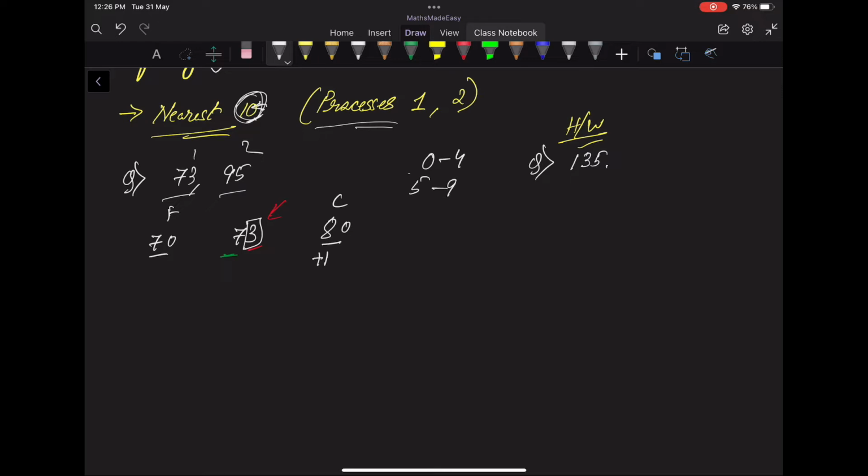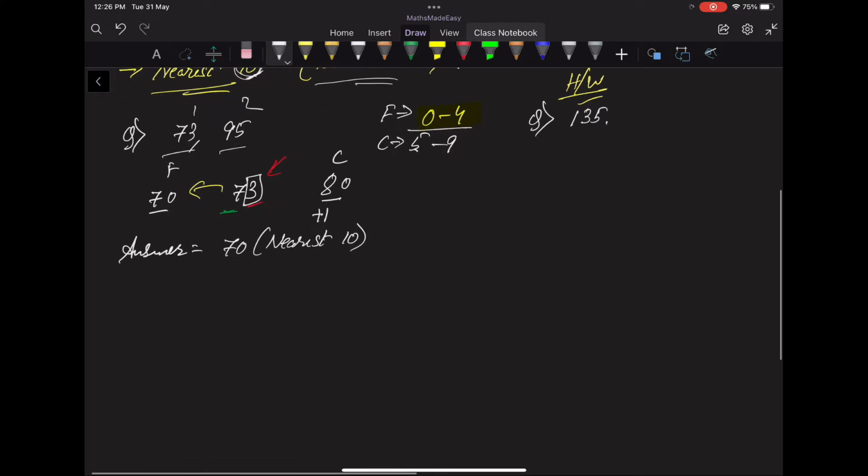These are the two groups. If the number falls anywhere from 0 to 4, it will be floored, and if the number falls anywhere from 5 to 9, it will be sealed. So what do we have here? We have 3 and it falls into this group right here. So we are just flooring the number down to 70, and write nearest 10. That's how we do nearest 10 numbers.